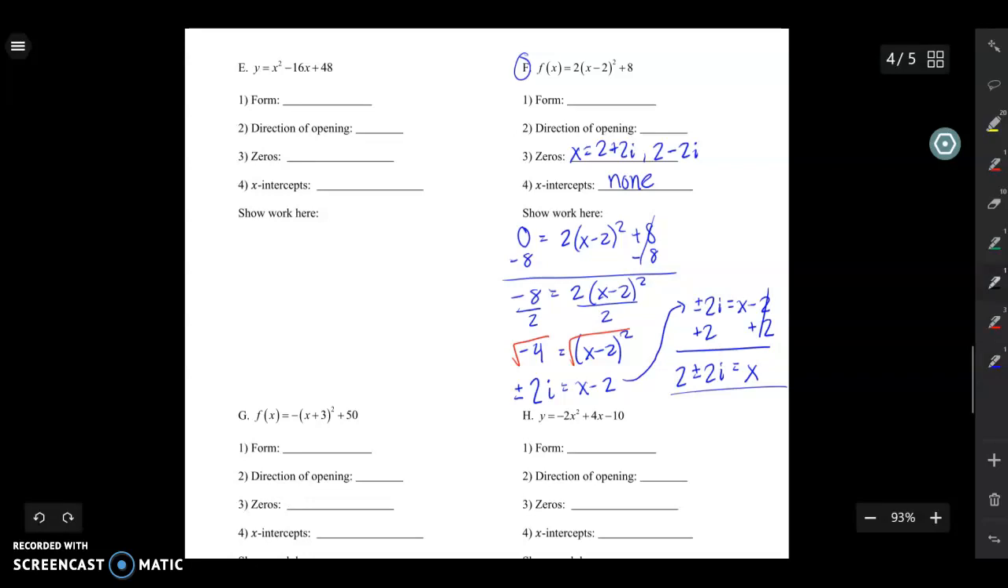So as I start thinking about drawing this graph, I'm going to need some more information about it, because all I know is that it doesn't cross the x-axis. So it could be somewhere up here, could be somewhere down here. I'm probably going to need to find the vertex to figure out what that one's going to be.